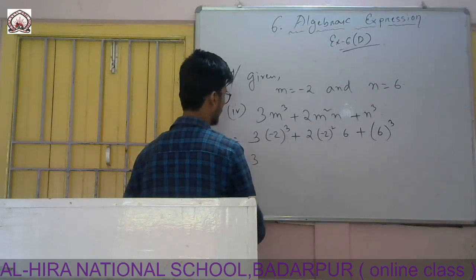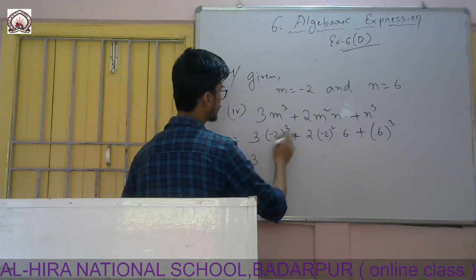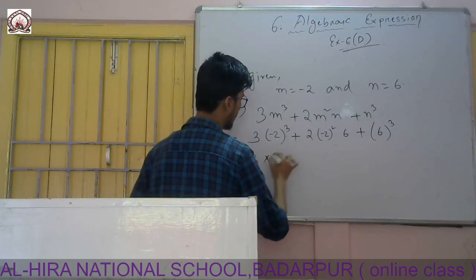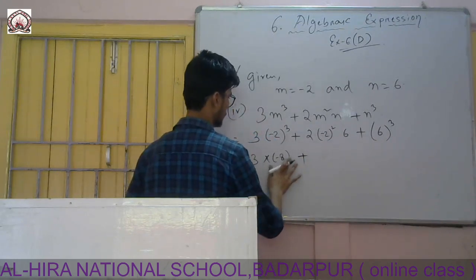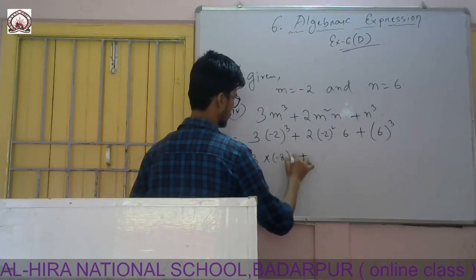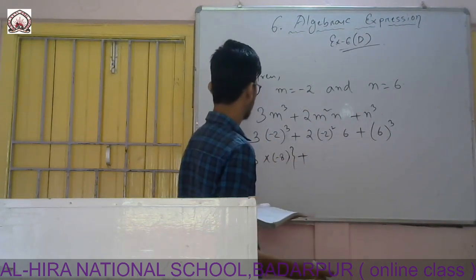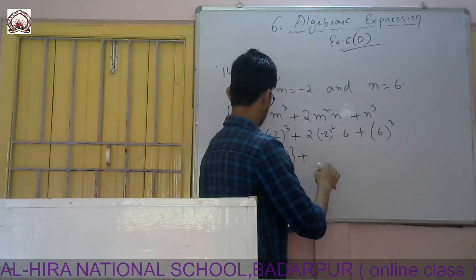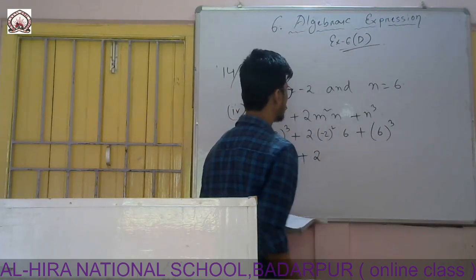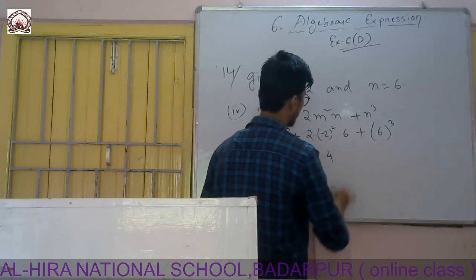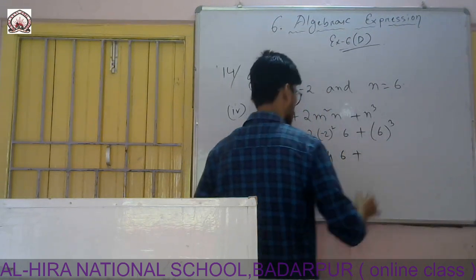So 3 is an odd number, that means the minus sign will be there. So 2 cube is 8, that means into minus 8, plus 3 into minus 8, write it in one bracket. Then plus 2 into minus 2 square, which is 4, and at last it is 6, and 6 cube is 216.